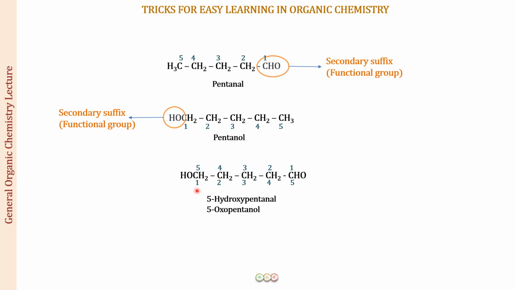But if you start the numbering from this end, then the CHO group you will be treating as a substituent, and this we will be representing as the oxo group because we are including the carbon of the CHO group in the longest chain. So the name of the compound becomes 5-oxopentanol. So which of these two is correct? Well, to give you the answer, the CHO group is going to be treated as the principal functional group in preference over the OH group, and hence the correct name of the compound is 5-hydroxypentanal, and 5-oxopentanol is the incorrect one. So this is the correct one.